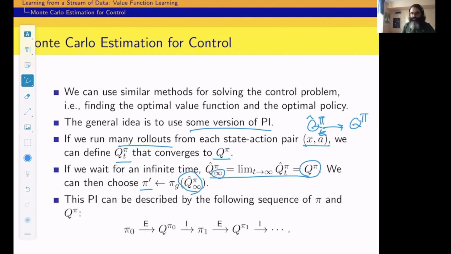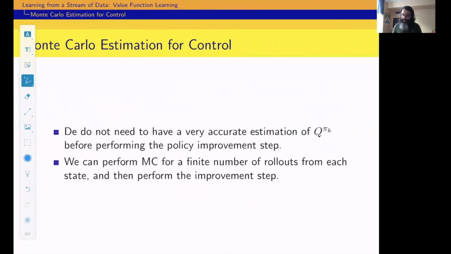So this procedure can be described by this sequence of evaluation and improvement. We start from pi 0, we evaluate pi 0, we do an improvement to get pi 1, do evaluation, improvement, and so on and so forth. But this procedure that I described is not feasible because we can't wait until infinity before getting a good estimate of the value function of a policy.